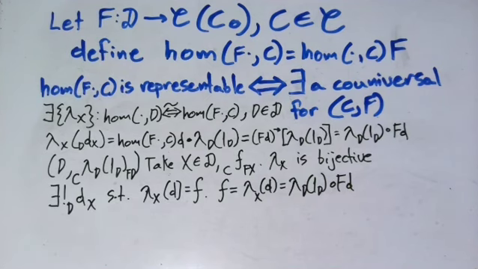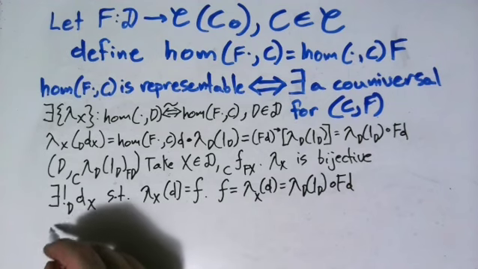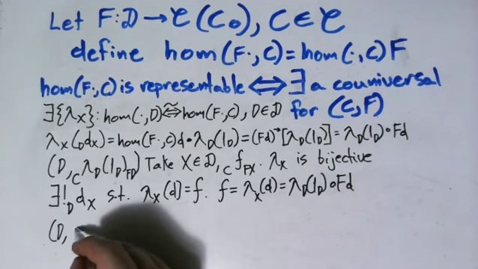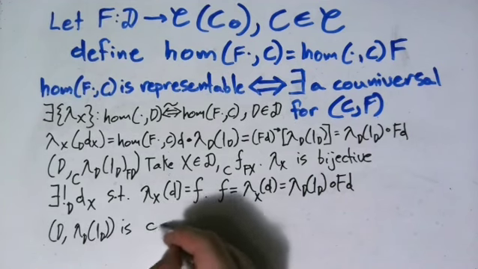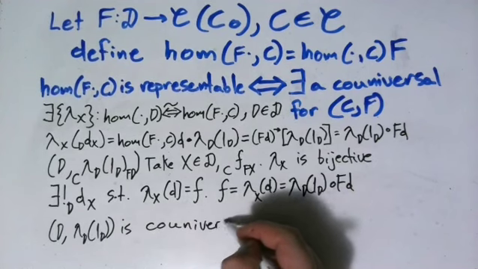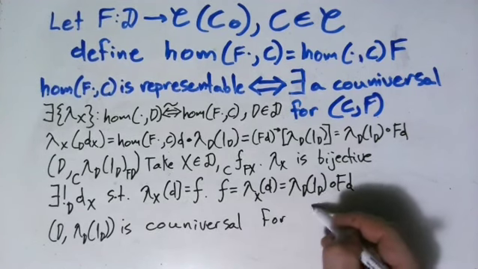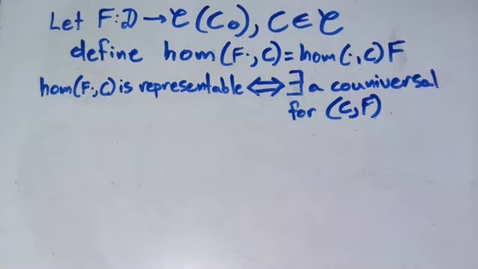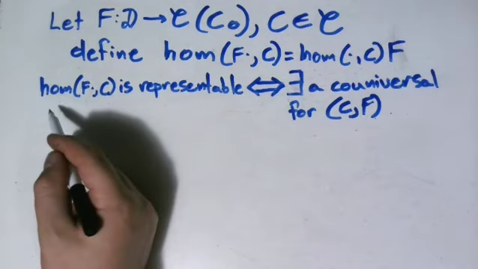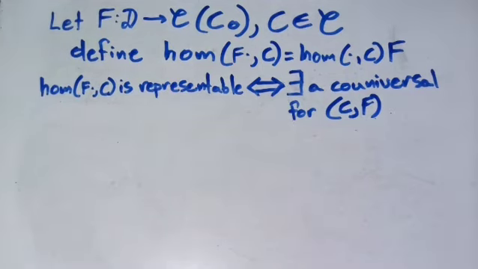So that means that d, lambda d 1d, is couniversal for C F. We have a unique morphism that satisfies this commutativity property. So that proves this direction. Now we just need to prove this direction, which is we need to assume that there is a couniversal for C F, and we need to prove that in that case, Hom(F blank, C) is a representable functor.